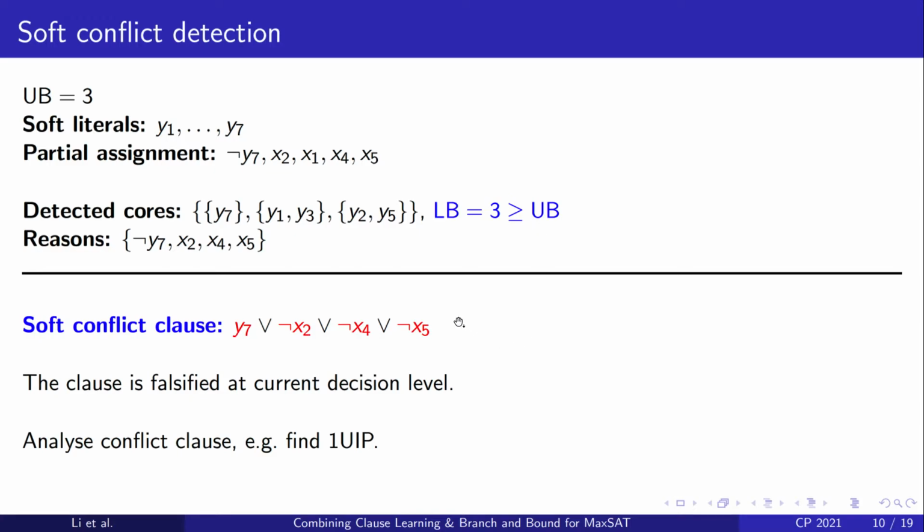This conflict can be explained by this clause here. This clause was not existing, but this is a clause that is a logic consequence of the hard clauses of the formula and the upper bound that we have. This conflicting clause is composed of the negations of the reasons, and this clause is falsified given the partial assignment that we have. Therefore, this clause can be analyzed with the standard techniques of SAT solving. For instance, we can search the first unique implication point, and this will let us backjump and continue the search as any SAT solver would do.